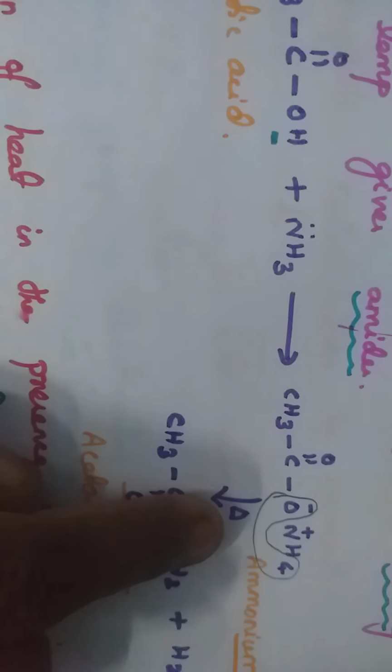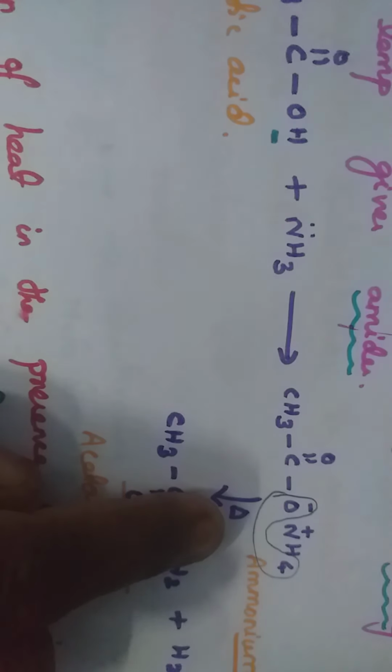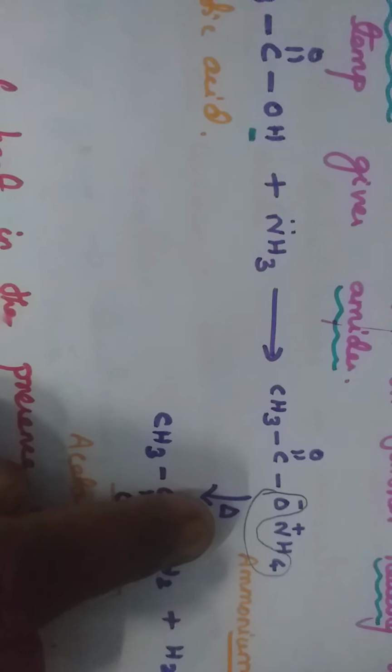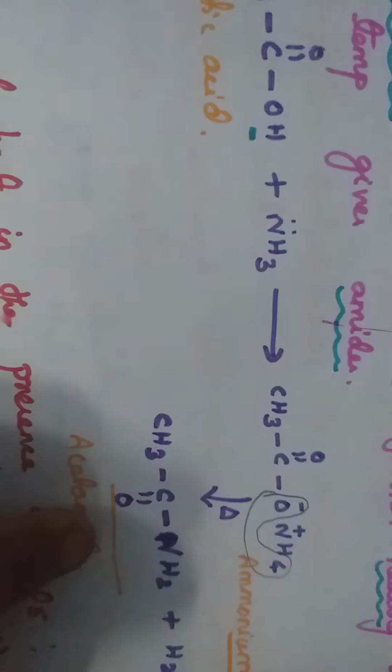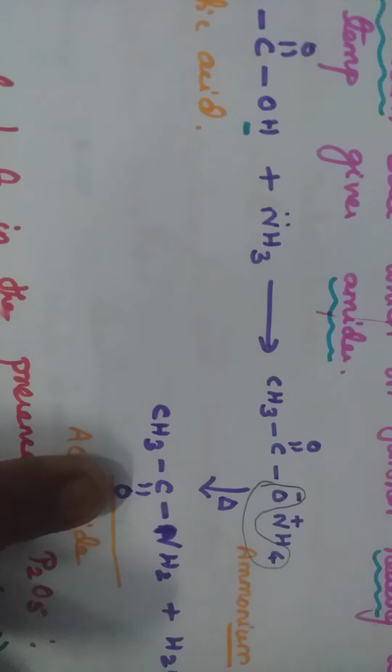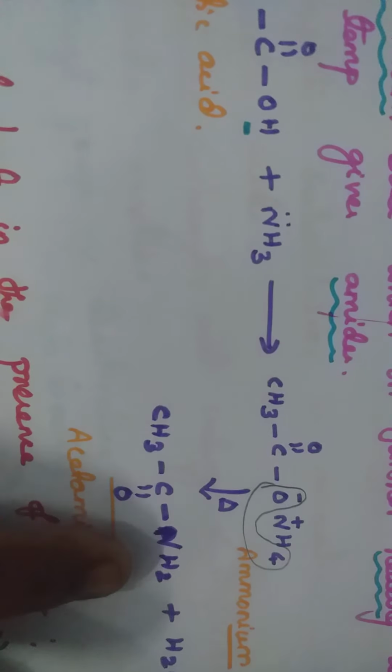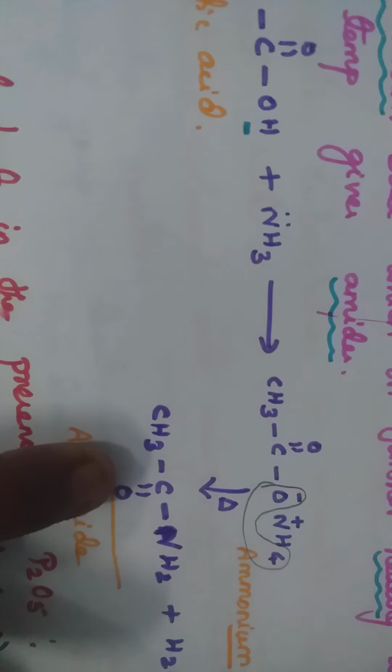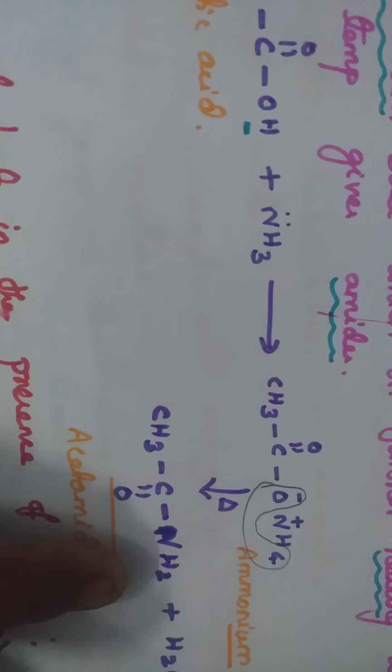And further on heating, what happens? It loses water molecules, H from ammonium and oxygen go out, and it forms an amide. CONH2 is called amide. It comes from acetic acid, so it is called acetamide.